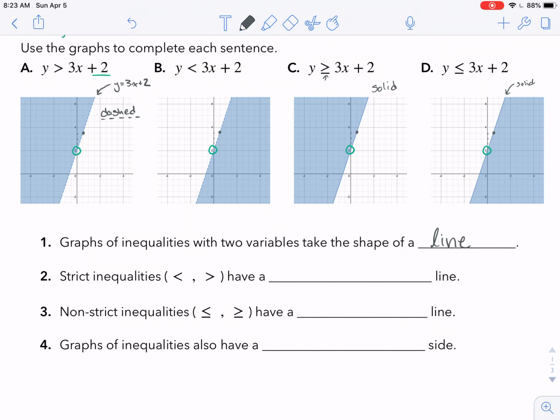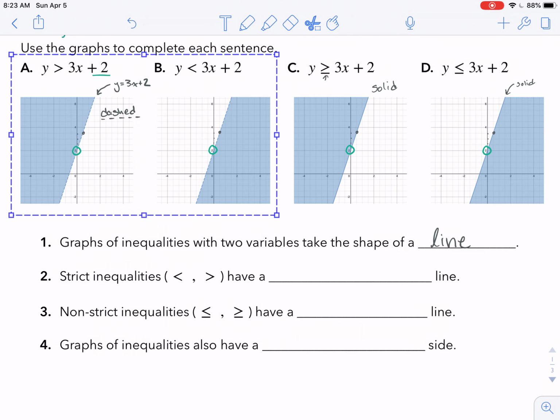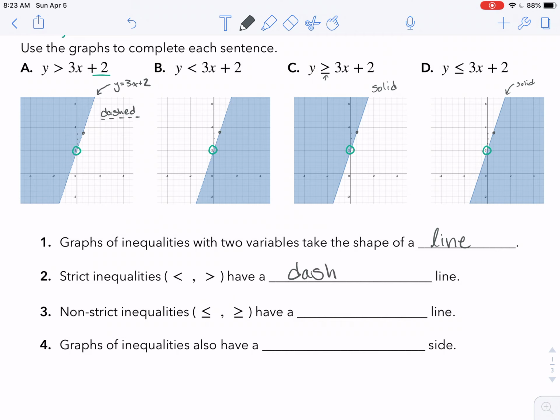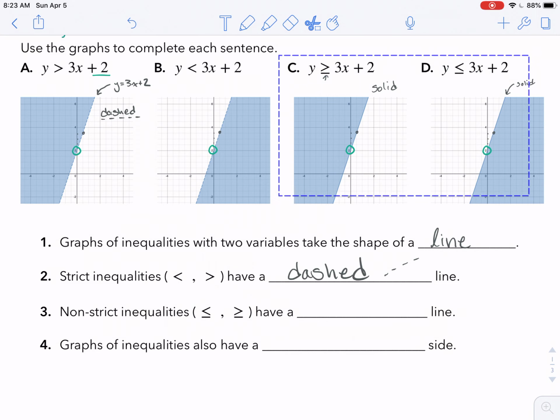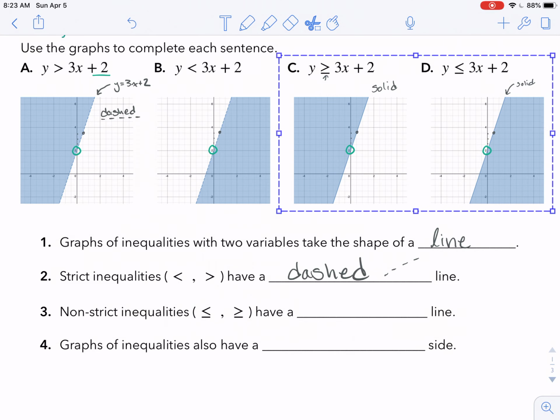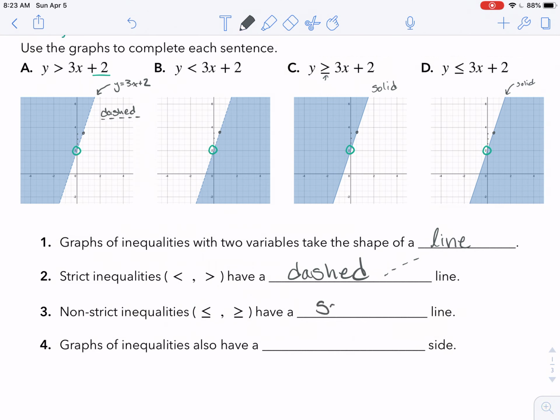Strict inequalities, those are the ones on this side, simply greater than, simply less than, they have a dashed line. Their dashed line looks like this. Non-strict inequalities, those are ones with equal to, like greater than or equal to, less than or equal to, they have a solid line.